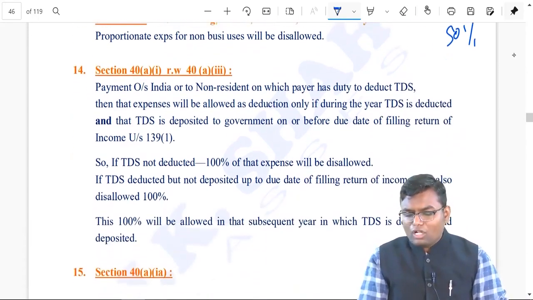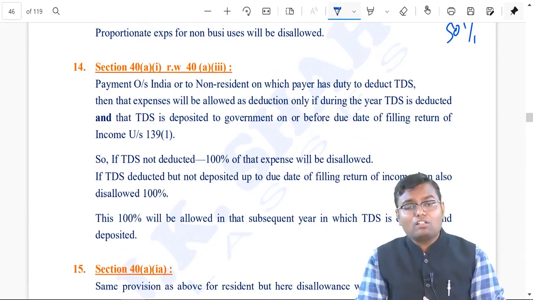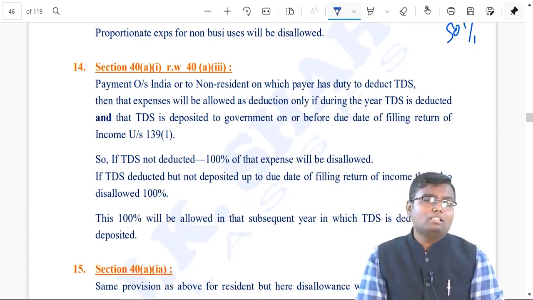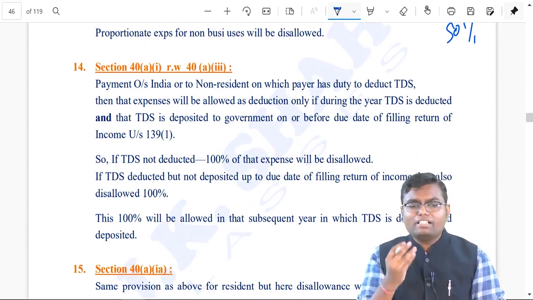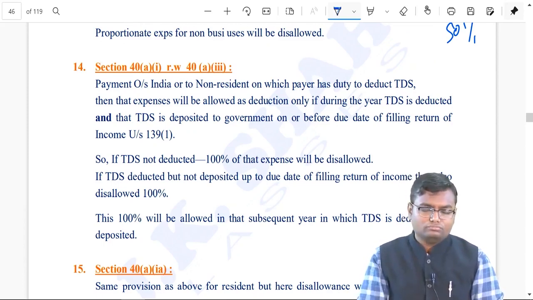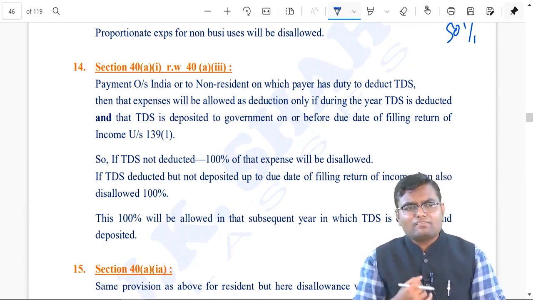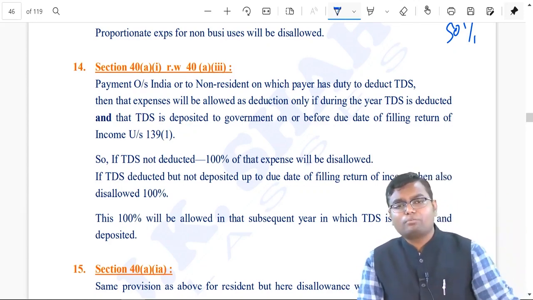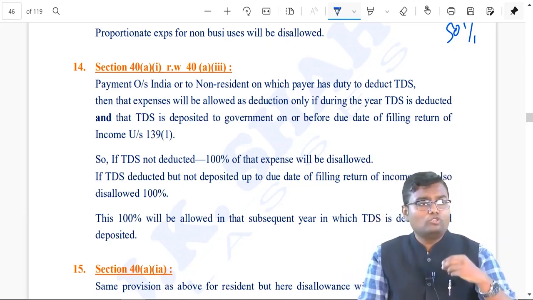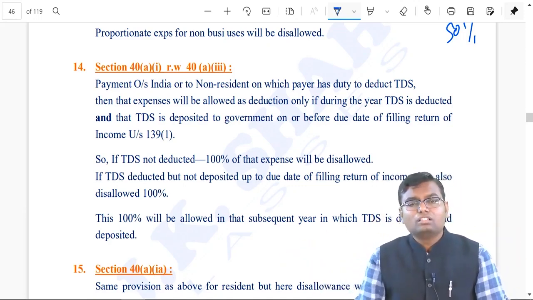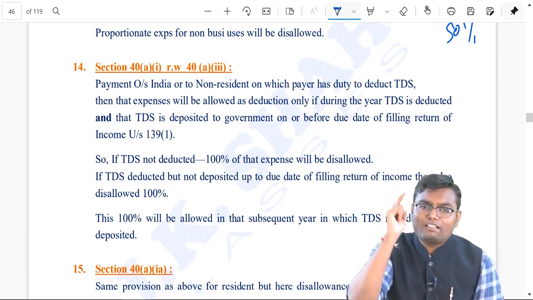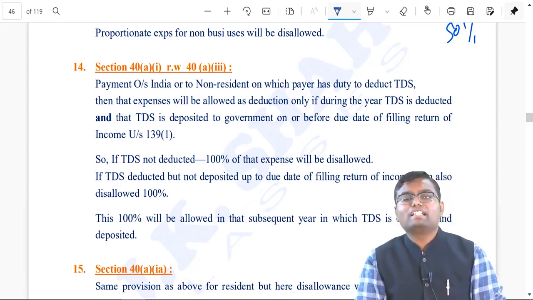Then section 40 clause A subclause 1 read with 40 clause A subclause 3, a very important section. You know what is TDS, you have studied already as this is the revision lecture. You know one point that whenever you are paying certain amounts to certain persons, then in many sections you can deduct TDS. 194A for interest, 194C for contract, 194H for brokerage, 194J for professional fee, 194I for rental payment, 192 for salary, and so on. And if you are a person who is required to deduct TDS, it is your liability, it is your responsibility, it is your duty to deduct that TDS.